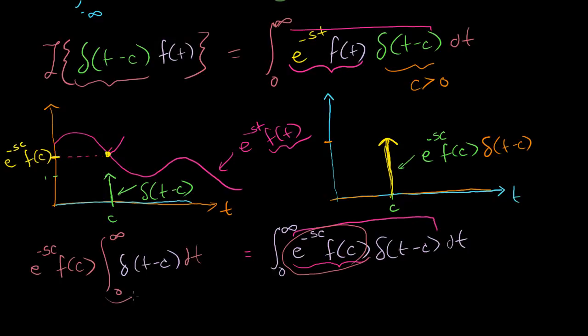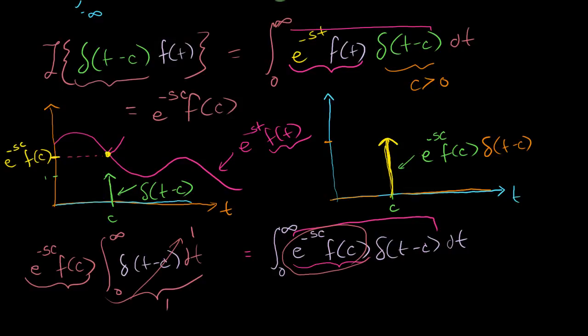Now, what is this thing by definition? This thing is 1. We could put it from minus infinity to infinity; it doesn't matter. The only place where it has any area is right under c. So this thing is equal to 1. So this whole integral has been reduced to this, because this is just equal to 1. So the Laplace transform of our shifted delta function times some other function is equal to e to the minus sc times f of c.